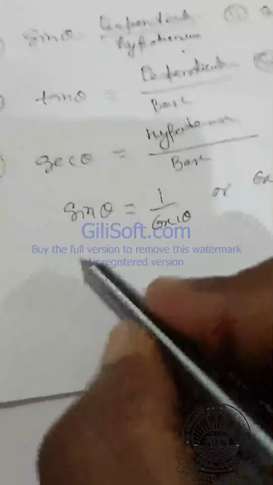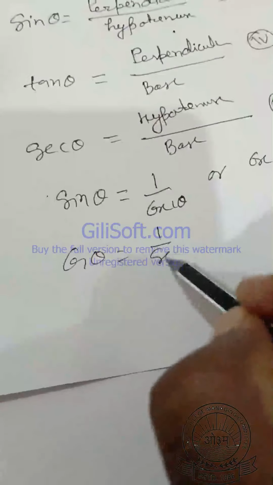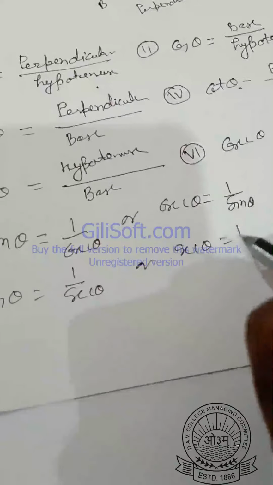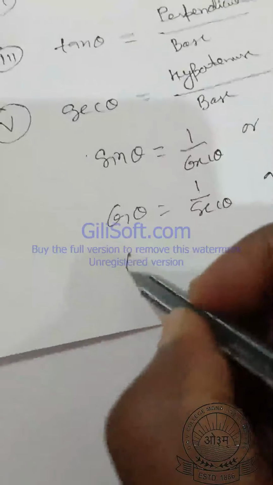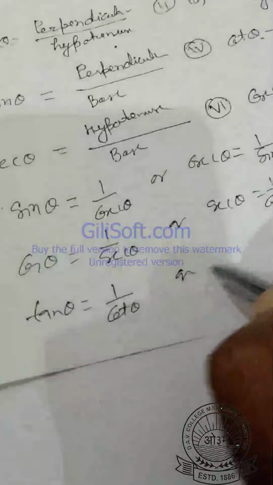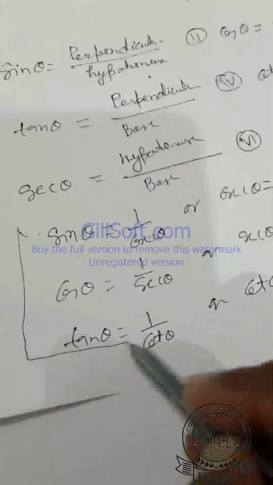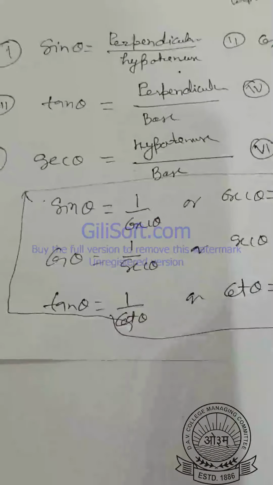Similarly, cos theta is equal to 1 by sec theta or sec theta is equal to 1 by cos theta. And third, tan theta is equal to 1 by cot theta or cot theta is equal to 1 by tan theta. Both are just reciprocal of each other. This is the pair: sine, cosec; cos, sec; tan and cot.